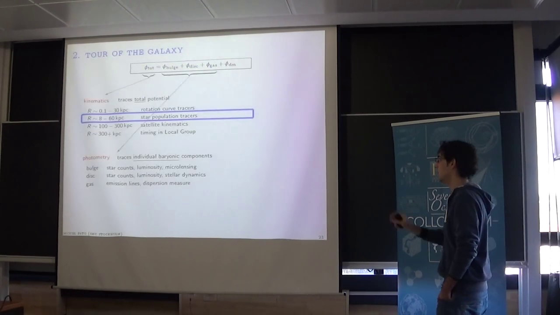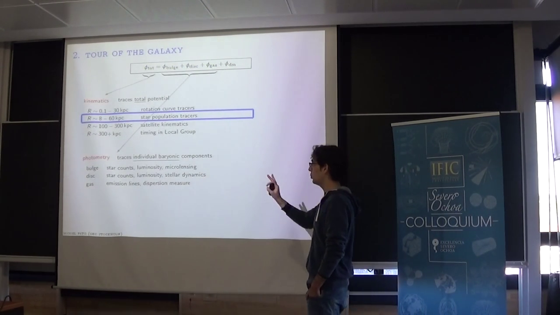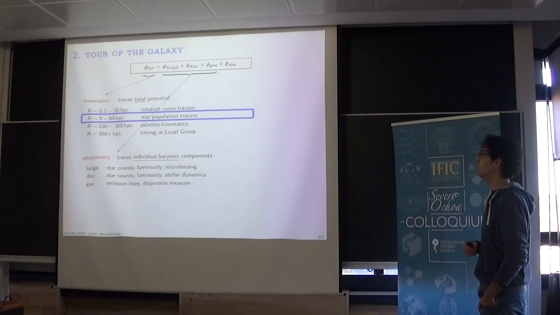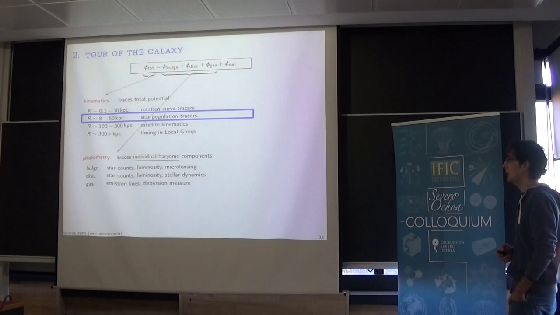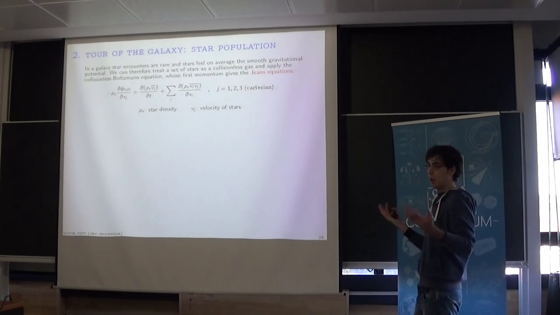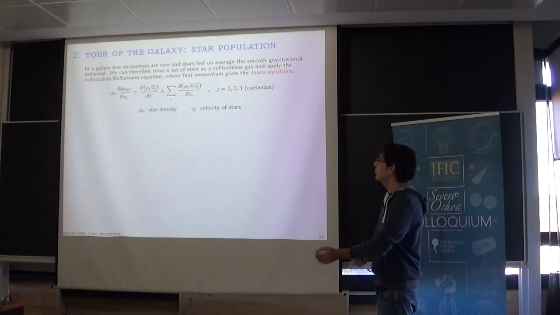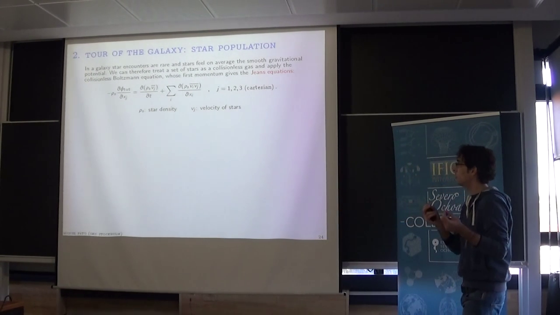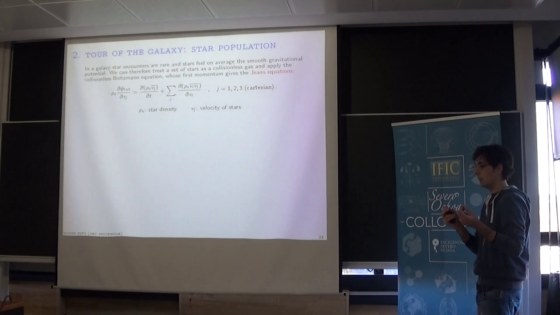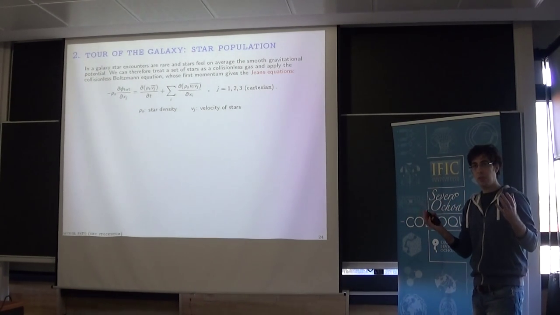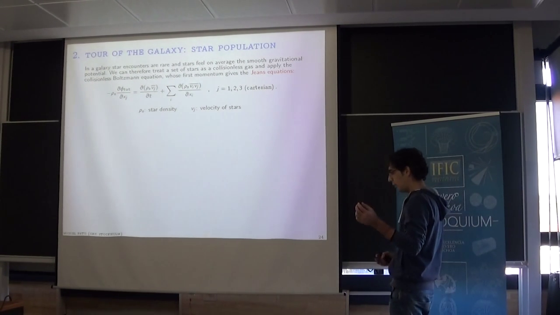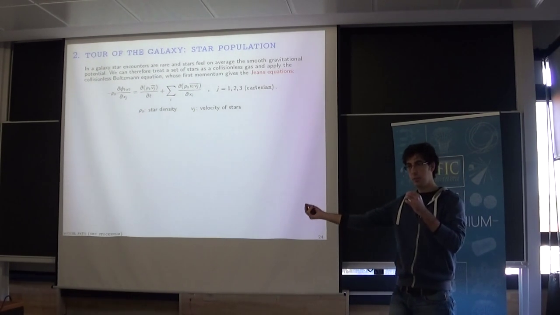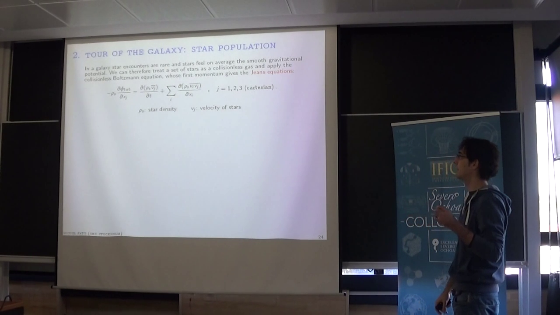But before answering it, let me just give you a flavor of what is behind the star population tracers and how we can use them to trace the total gravitational potential. In a galaxy like our own, or like other galaxies as well, star encounters are very, very rare. So they do not happen very often. So if you have an average star, this will feel the average smooth total gravitational potential of the galaxy, and not so much the gravitational influence of the neighboring star.